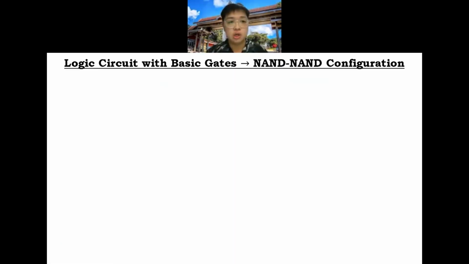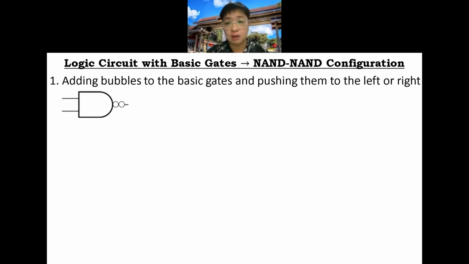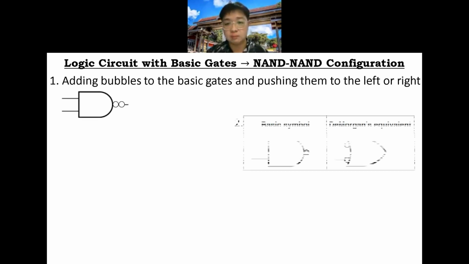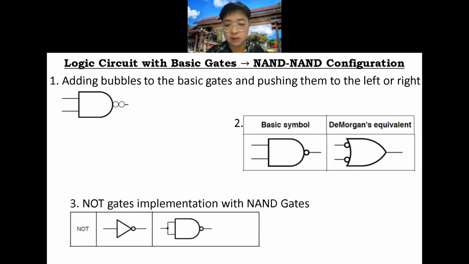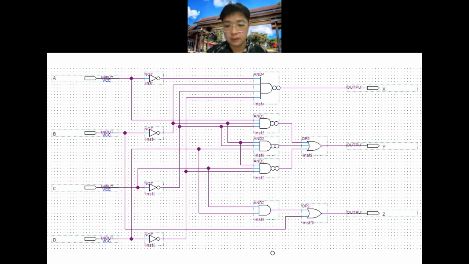So, thank you, Pang. I will proceed with how we construct our logic circuit using the NAND configuration from the basic gates. The first step is I will add bubbles to the basic gates and push them to the left or right. Next, I will use the relation between the NAND gate and its De Morgan's equivalent. The third step is I will implement all the NOT gates in our circuit with NAND gates. So, first of all, I will add all the bubbles here. The first bubbles will be moved to the right, and this one to the left.